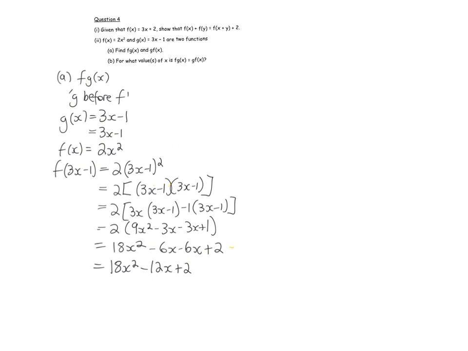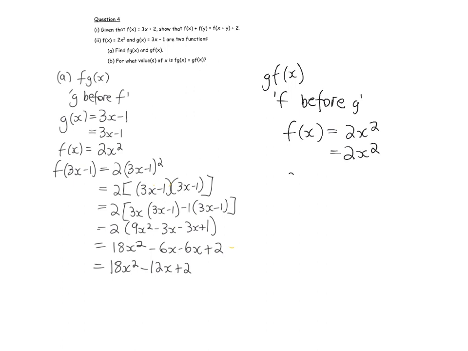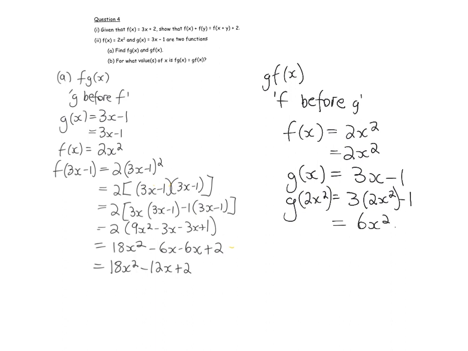So that's part A, part 1, and then we need to find g f of x, which means f before g. So we know that f of x is 2x squared. So the answer for that one is just going to be 2x squared. And then we know that g of x is equal to 3x minus 1. But we have g of 2x squared. So that's going to be 3 times 2x squared minus 1, which will be 6x squared minus 1.